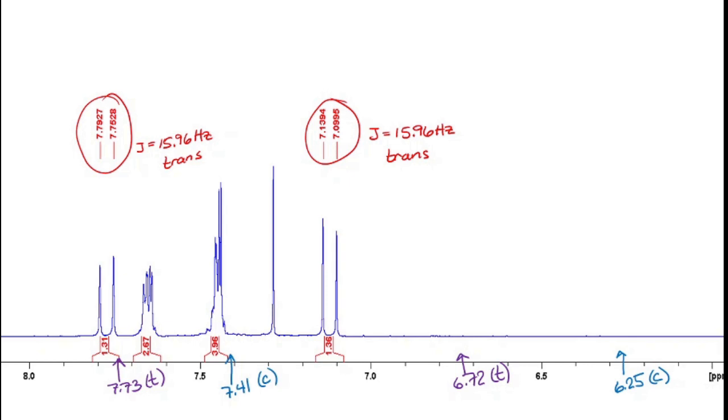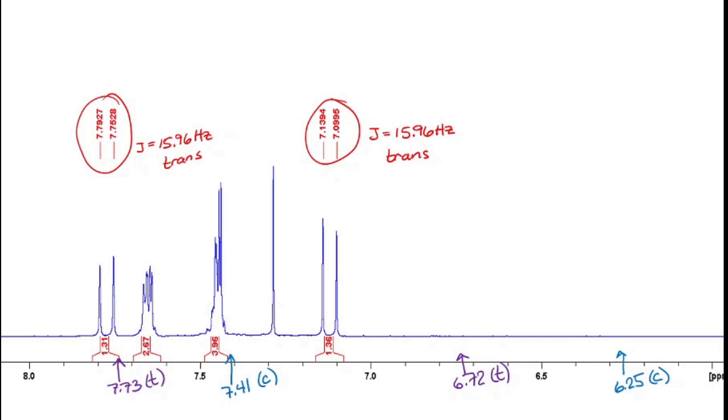The calculated shifts for the trans peak fit the actual peaks we see much better than the calculated shifts for the cis, and so we can be fairly confident that this is in fact the trans isomer of the cinnamaldehyde. But this is how we use those calculations to determine whether our product is cis or trans.